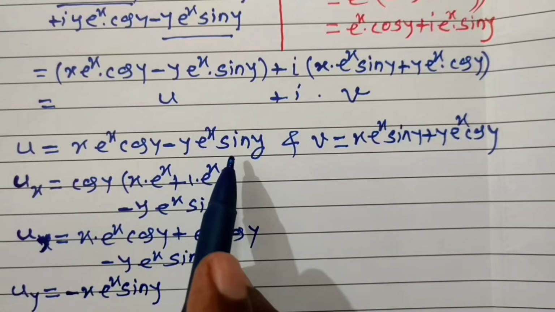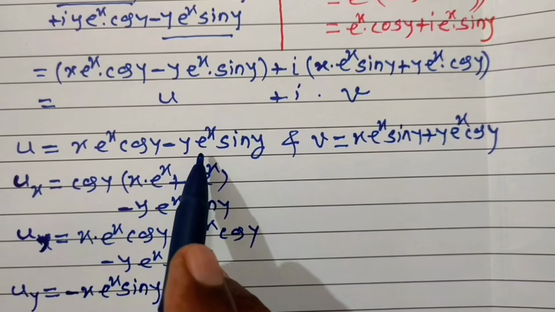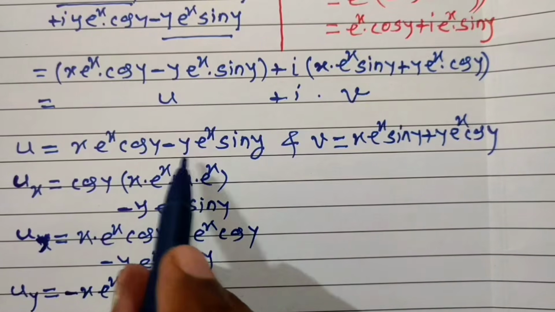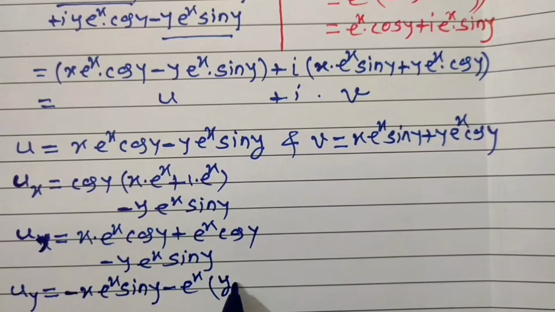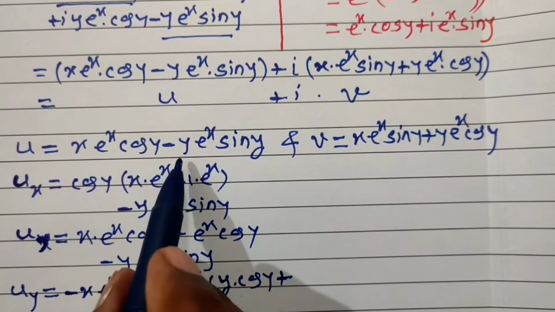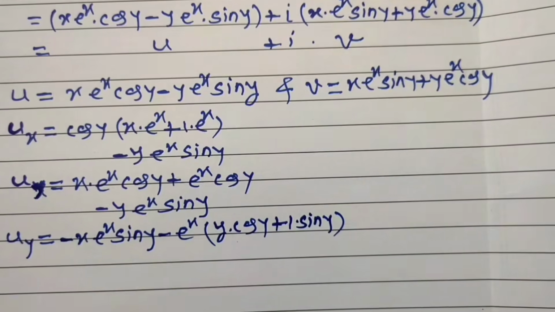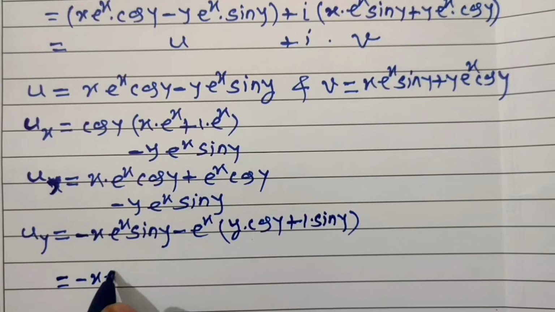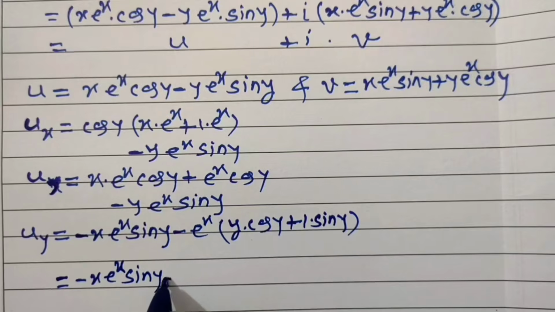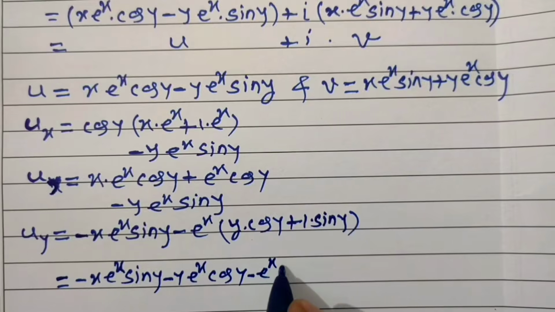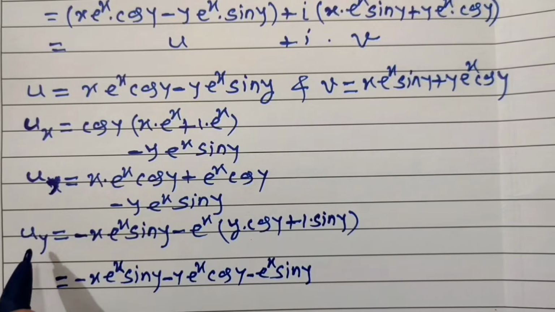Now the partial derivative of the second term with respect to y, considering x as constant, e to the power x becomes constant, minus e to the power x, u into v formula, y as it is, derivative of sin y, that is cos y, plus derivative of y with respect to y is 1, second function sin y as it is. Okay, now simplify this. This is equal to minus x e to the power x sin y minus y e to the power x cos y minus e to the power x sin y. This is the partial derivative of u with respect to y.